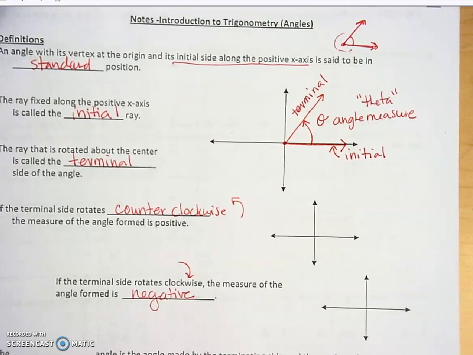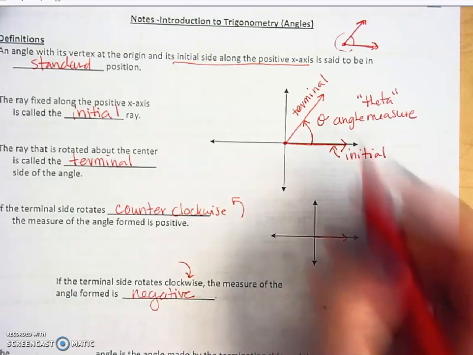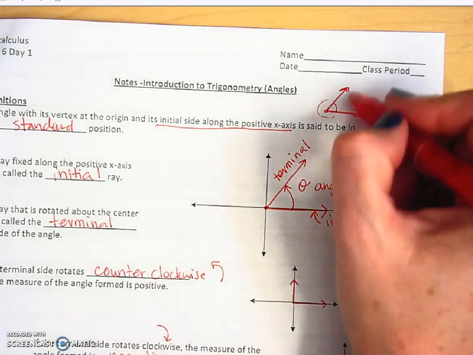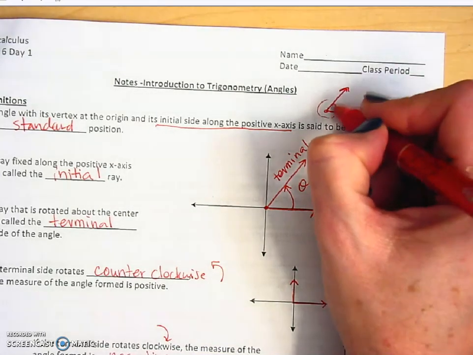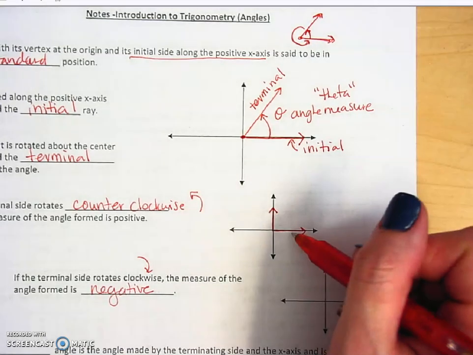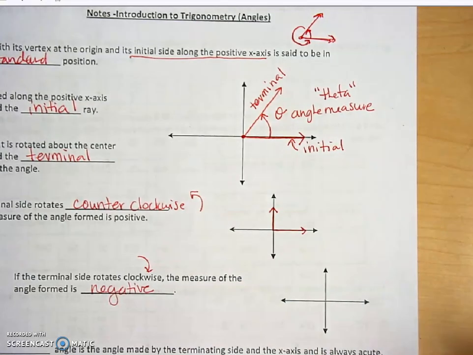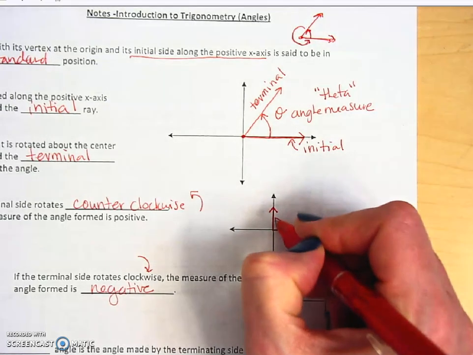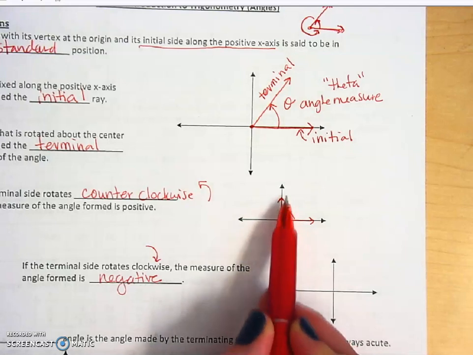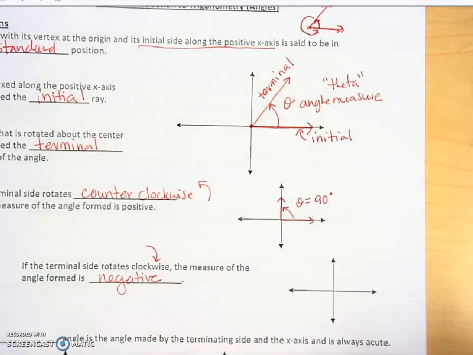If you have an angle that rotates counterclockwise, let's say I have this right angle. I had mentioned up here that the two rays create actually two different angles, this one and then this one outside it. So I'm going to need to show you here with an arrow if this angle I just created rotated counterclockwise or clockwise. If I draw this, that means that this terminal side rotated counterclockwise to create this angle. And that angle is theta, and it measures 90 degrees.